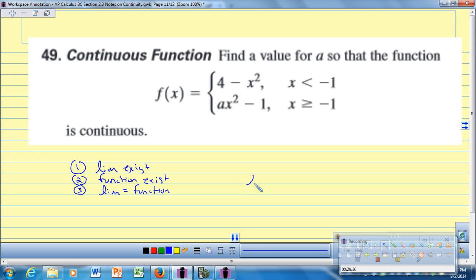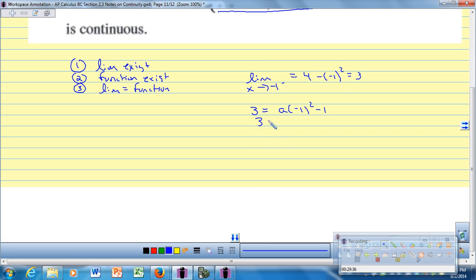So the limit from the left is 4 minus negative 1 squared, which is 3. And for this to be continuous, that must equal the limit from the right, which is plugging in negative 1 to this branch. So 3 will be equal to a times negative 1 squared minus 1. 3 equals a minus 1. So a must equal 4.